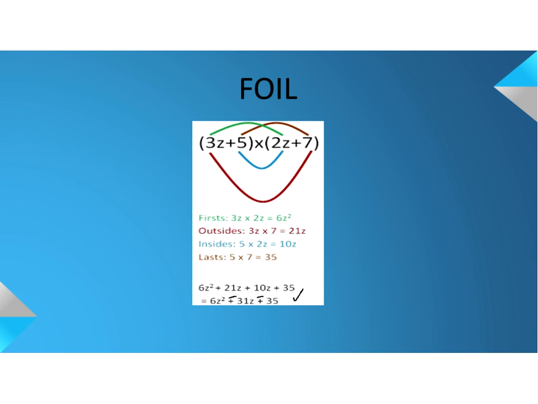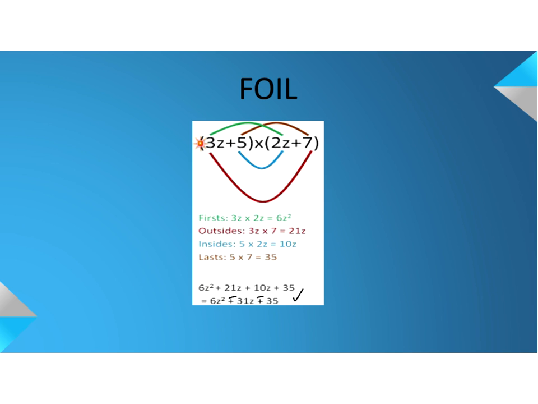FOIL, you may have heard before, is first, outer, inner, last. Okay, so then we take the very first term we see reading from left to right, which here is 3z, and we're going to multiply it by the first term in the other set of parentheses. So we get 6z squared.